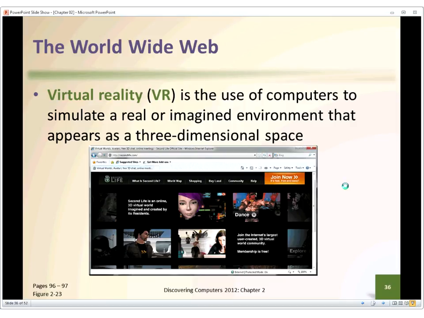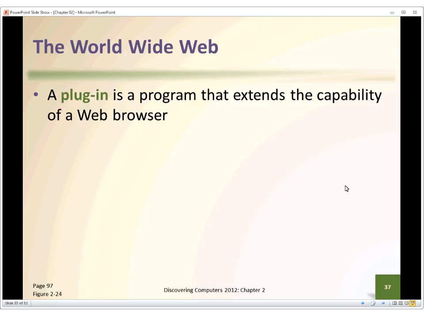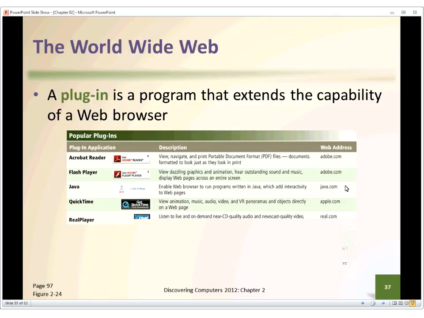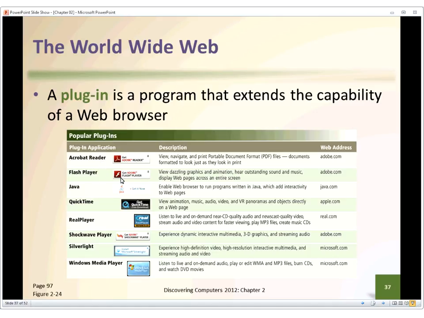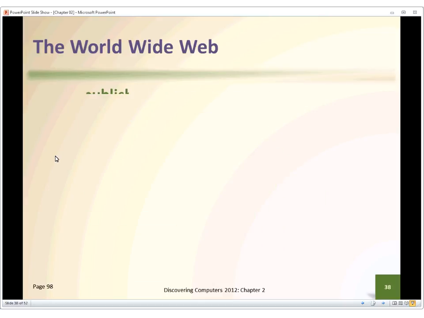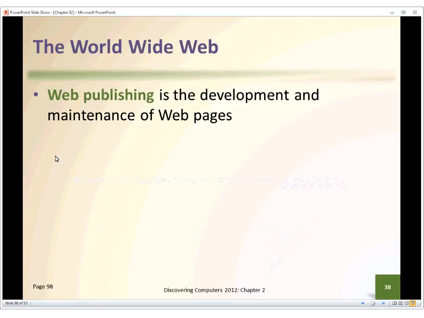Now, in order to get these different types of media and multimedia websites to work, you've got to have the right plugin. That's a program that extends the capability of the web browser. And here are some of the plugins that you're probably going to have to add. Adobe Acrobat Reader, Flash Player, Java Runtime, so that you can add interactivity to the web pages. Here's QuickTime, Real Player, Shockwave and Silverlight for high definition multimedia. That's from Microsoft, and then Windows Media Player is another plugin. Each of those things should be included in your browser to allow you to take advantage of the multimedia features that appear on many of the web browsers.